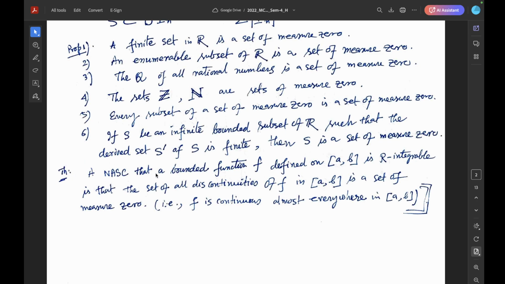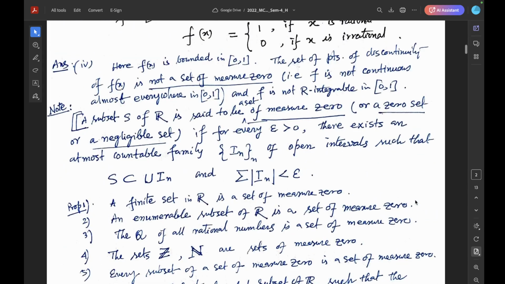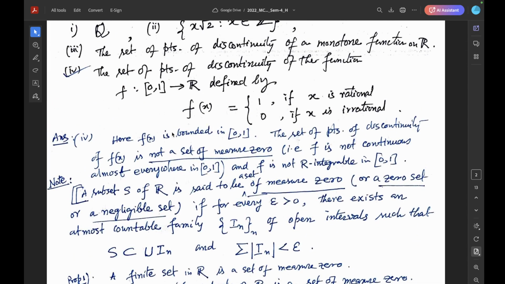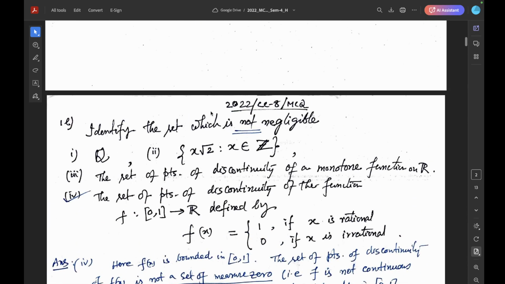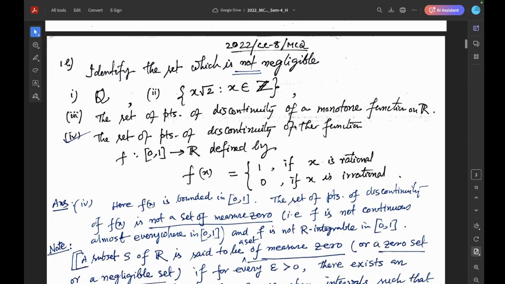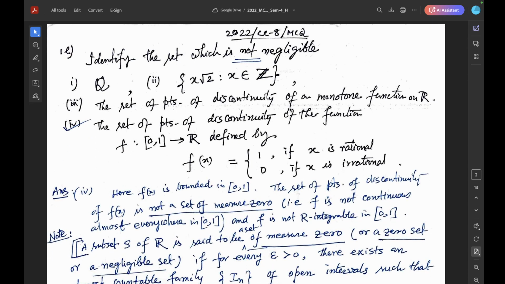The necessary and sufficient condition that a bounded function f defined on the closed interval [a,b] is Riemann integrable is that the set of all discontinuities of f in [a,b] is a set of measure 0. That is, f is continuous almost everywhere in [a,b]. Hence, the correct option is this, 4. This is the set that is not negligible, that is, not a set of measure 0, and this is the set of points of discontinuity for this function.